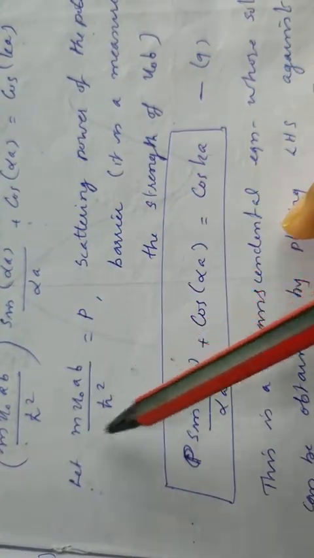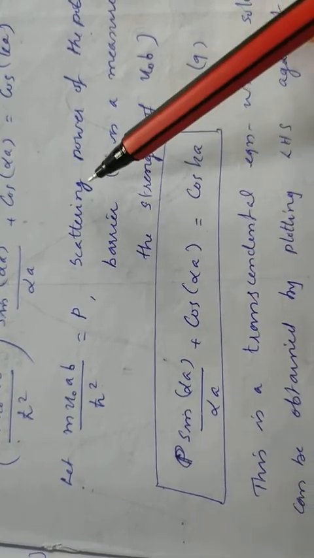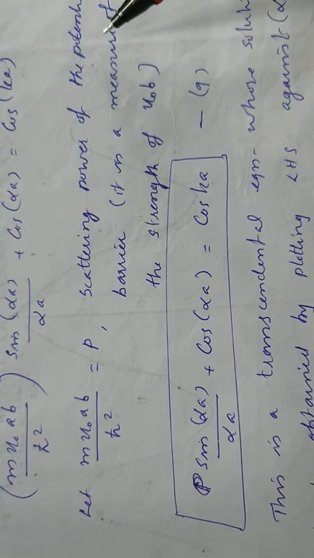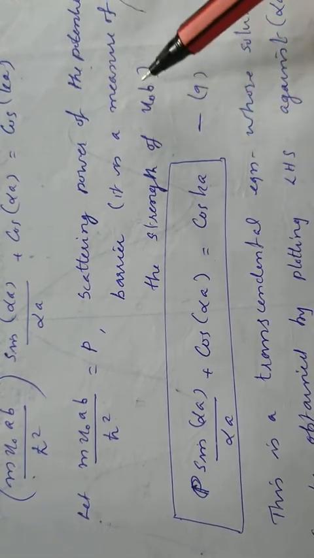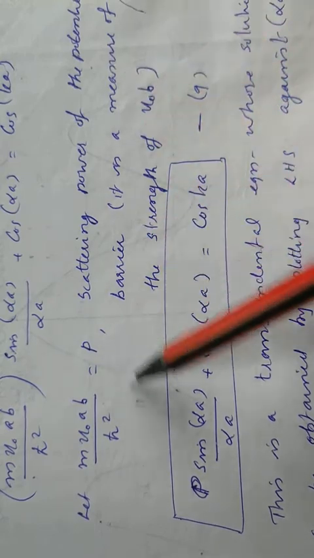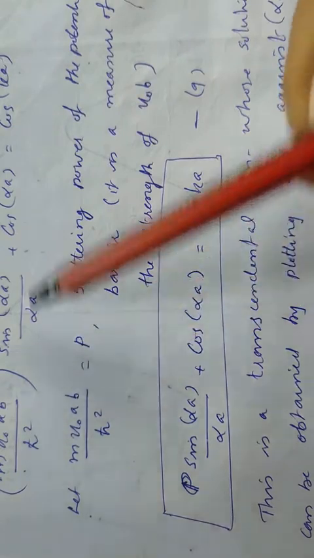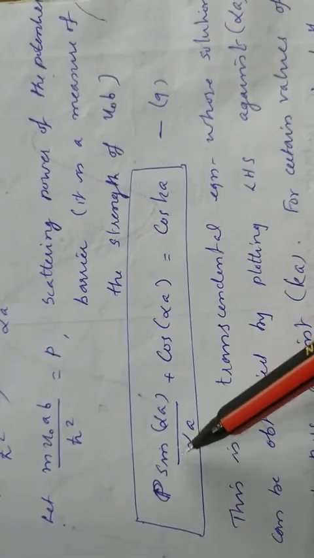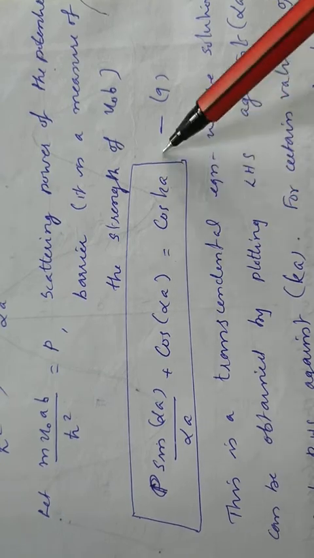Now we are substituting this mu0 ab by h cut square as p. This is defined as the scattering power of the potential barrier. It is a measure of the strength of u0 in b. This is defined as the scattering power of the potential barrier. Now this equation will be reduced to the form p sin alpha a by alpha a plus cos alpha a equals cos ka.